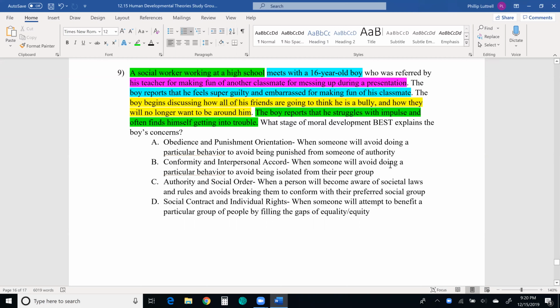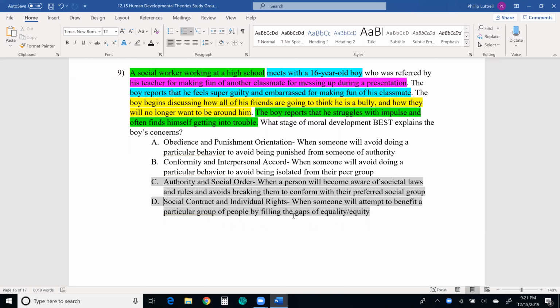So at this given time, we're going to rule out authority and social order because he didn't break any rules in particular. He didn't break any laws, so he's not going against that. He didn't avoid breaking the laws or anything based on his own behavior, so we're going to rule that out. We're also going to rule out social contract and individual rights because he hasn't sacrificed himself to benefit a particular group of people. If anything, he's bringing down a particular group of people and degraded someone in some way, shape, or form, which is actually taking away their rights, which is restricting them. So he didn't rewrite his own social contract to benefit other people. His behavior was demeaning and dragging people down.